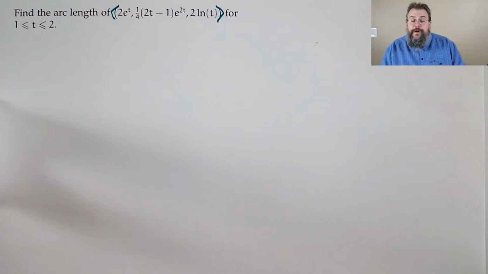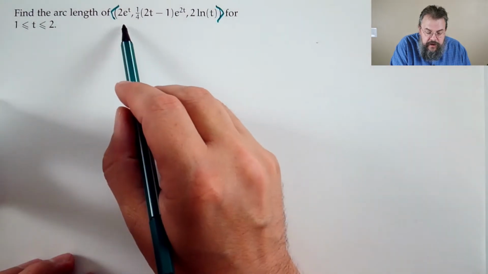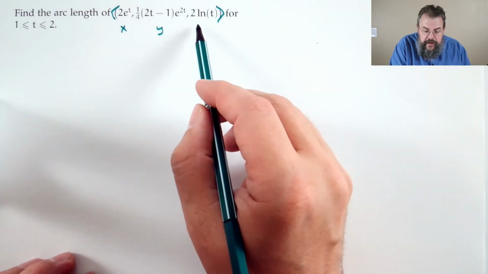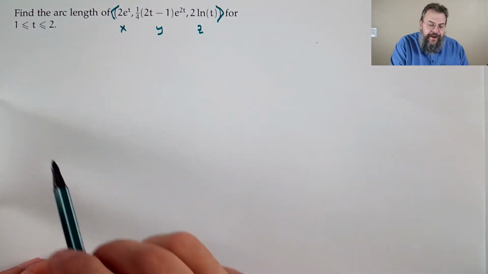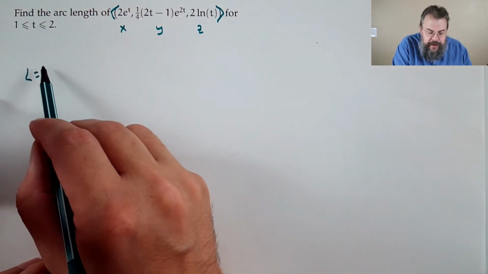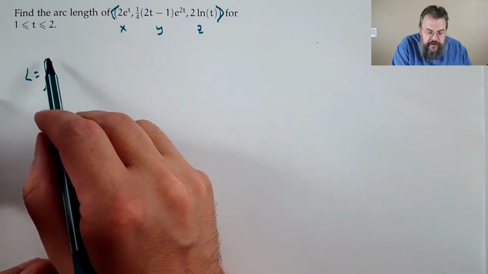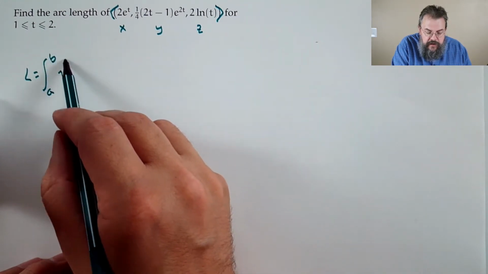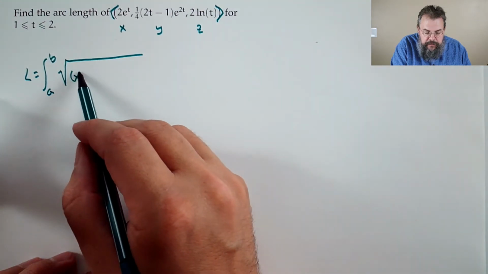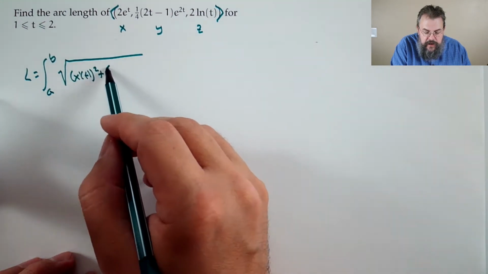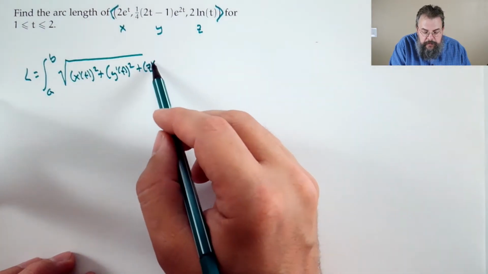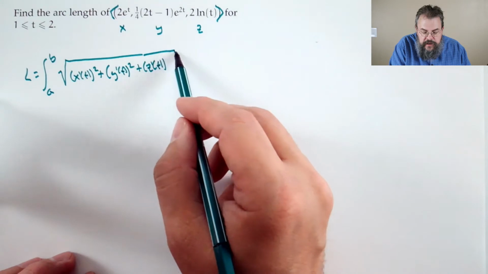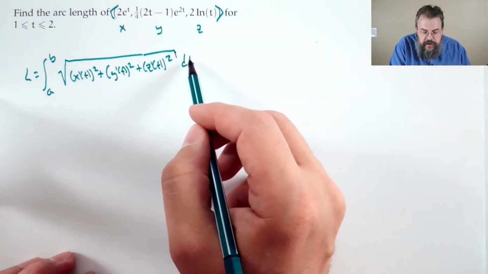So how does it work? Well, we have a basic formula for arc length, and so if we think of these as our x, y, and z, we can say arc length is done by the following: adding up, start to stop, the square root of the x prime function squared, plus the y prime function squared, plus the z prime function squared, dt.